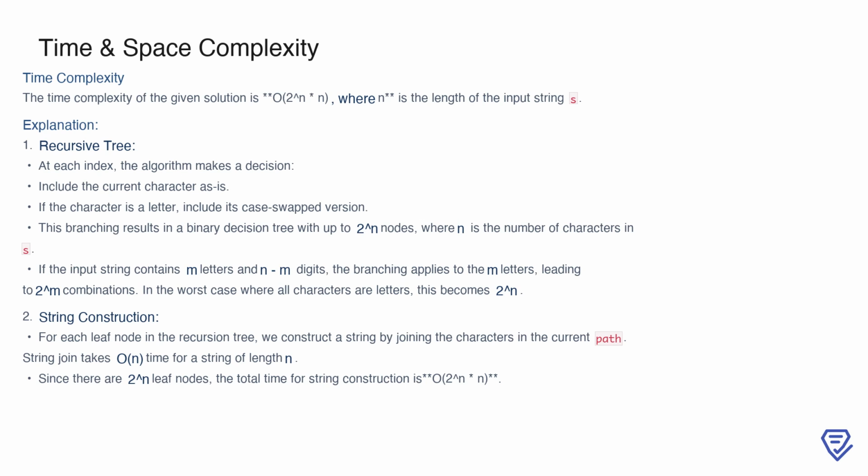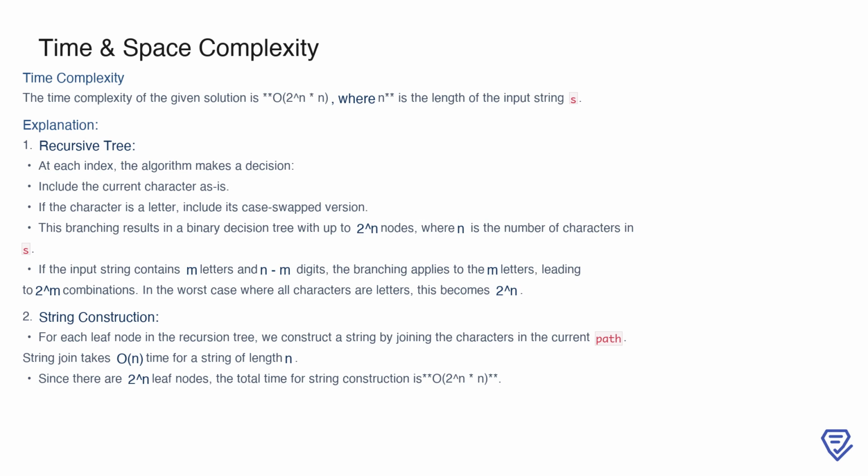At each index in the string, the algorithm makes a decision. It can either include the current character as it is, or, if the character is a letter, it can also include its case-swapped version. This results in a branching process, where each letter generates 2 possibilities, forming a binary decision tree. In the worst-case scenario, where all characters in the string are letters, this results in 2 to the power of n nodes.